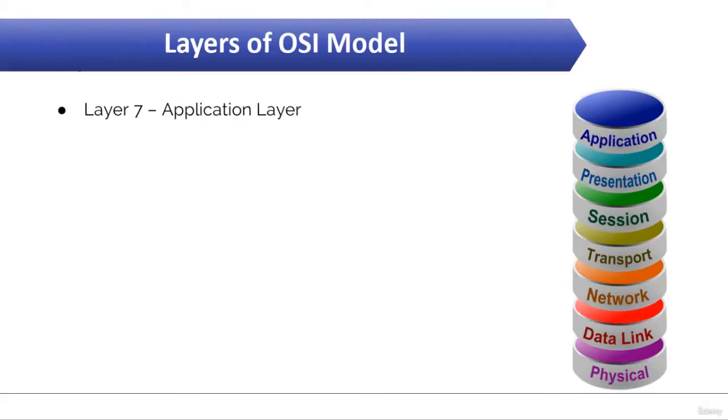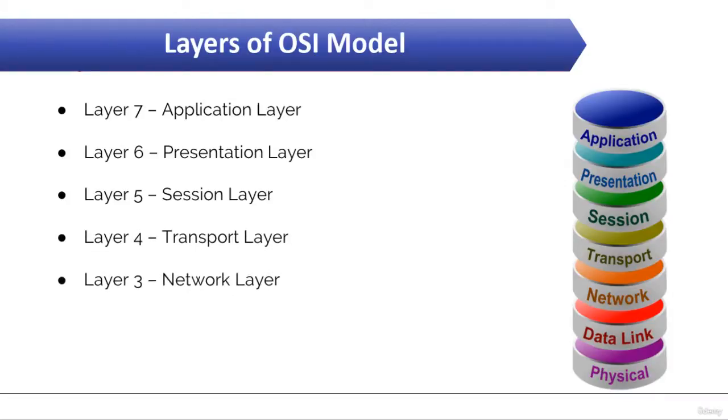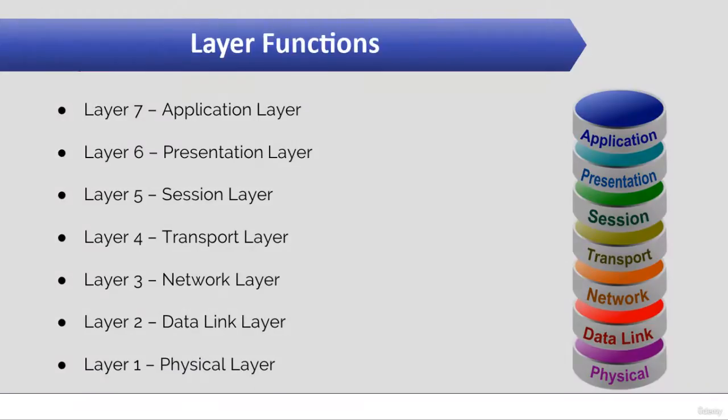The OSI model has 7 layers. First is the application layer, which is responsible for file, print, message, etc. Next is the presentation layer. The fifth layer is the session layer. The fourth layer is the transport layer. The third layer is the network layer. The second layer is the data link layer. And the first layer at the bottom of the OSI reference model is the physical layer. We'll now see the functions of each of these layers.